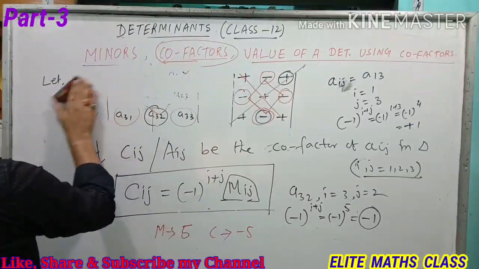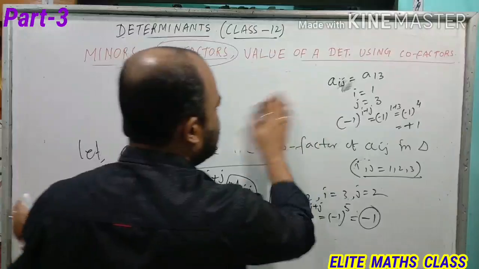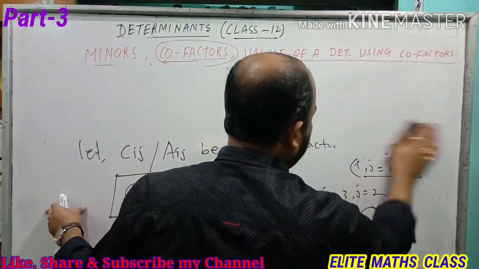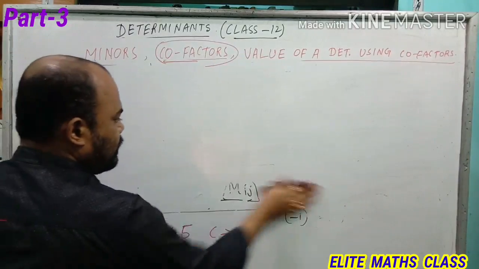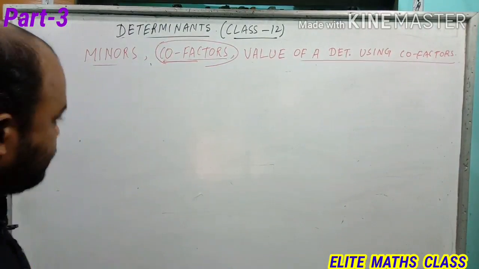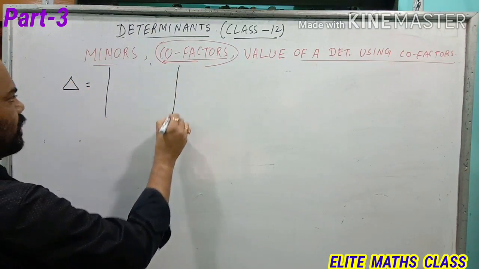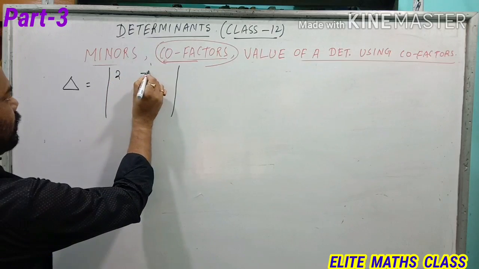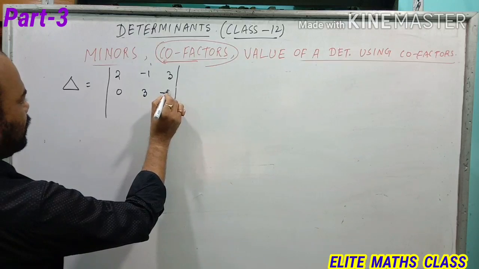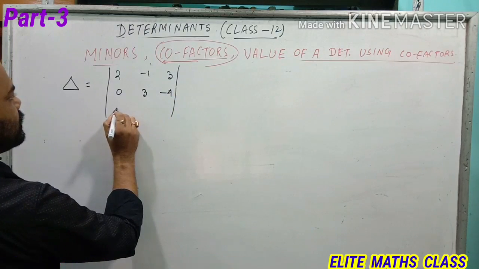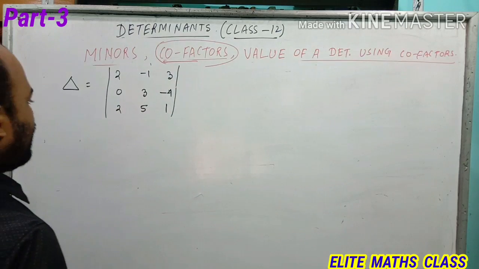Say the question is, find the minors and cofactors of a 3 by 3 determinant. As an example, let us take del equal to, I am taking a numerical one, 2 minus 1 3, 0 3 minus 4, 2 5 1. This is the given determinant.